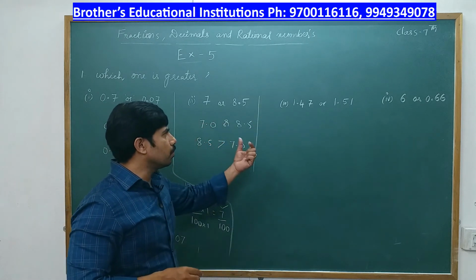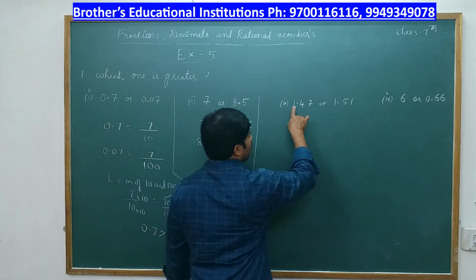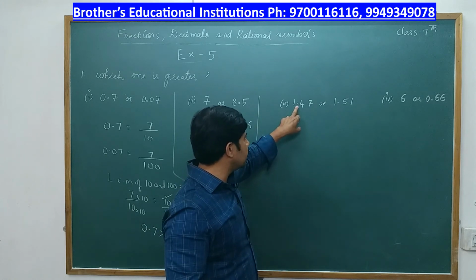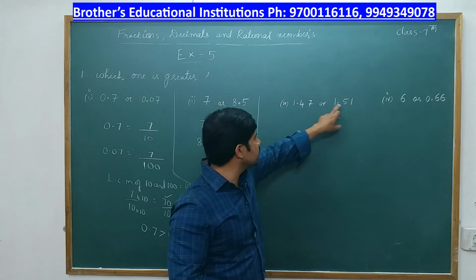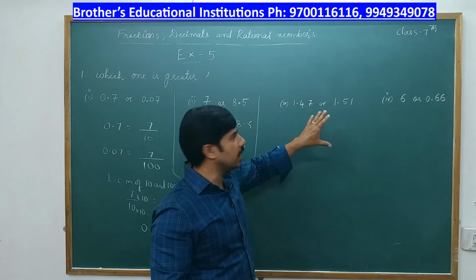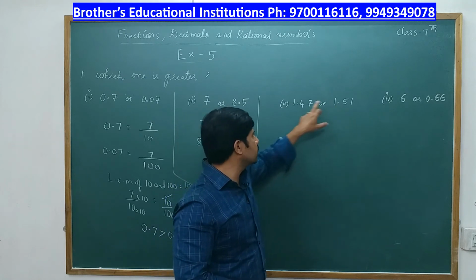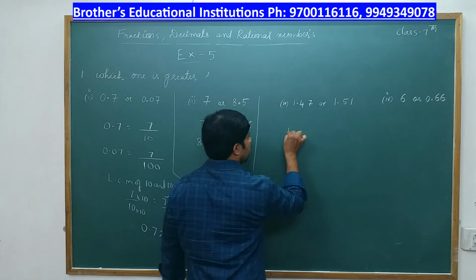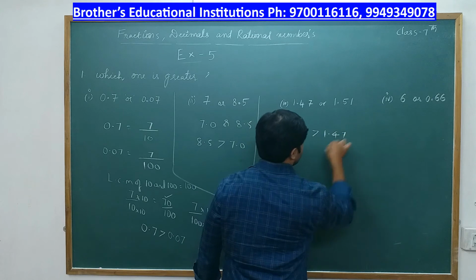Sorry. So 1.47 we have and 1.51. So this is 1, 1. Both are same. After the decimal we have 4. Here after the decimal we have 5. So clearly 5 is greater than 4. So we say that 1.51. This is 1.5. This is 1.4. So 1.5 is greater than 1.4. So we write 1.51 is greater than 1.47.